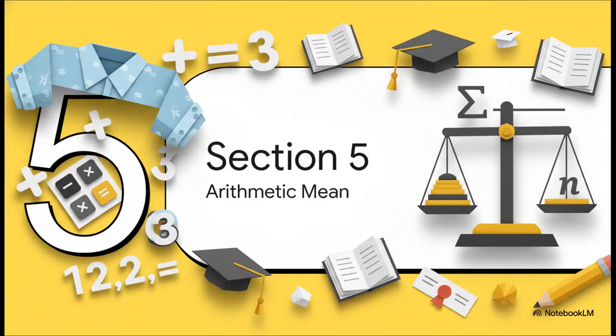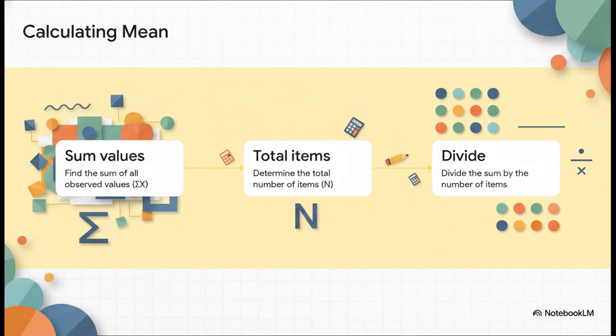Next up, Section 5, Calculating the Arithmetic Mean. Okay, deep breath. Do not let the Greek letters and scary-looking formulas on your exam intimidate you. Calculating the sample mean, which is denoted as x bar, is literally just a simple step-by-step process. Step 1. You find the total sum of all your observed values. We call that sigma x. Step 2. You just count the total number of items in your sample, which is called n. And step 3, you simply divide that total sum by the number of items. Boom, you have your mean.